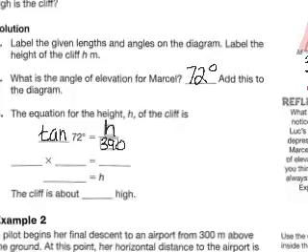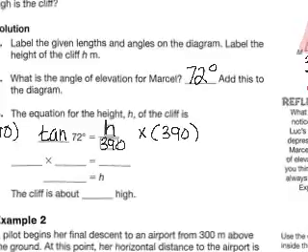Now this time the unknown is not on the bottom, it's on the top. So that means that we have to get this h all by itself. So we need to do the opposite of dividing by 390. That means we're going to multiply by 390 on both sides of the equal sign. So these two cancel each other off. We've got h by itself. And so I'm just going to rewrite this here.